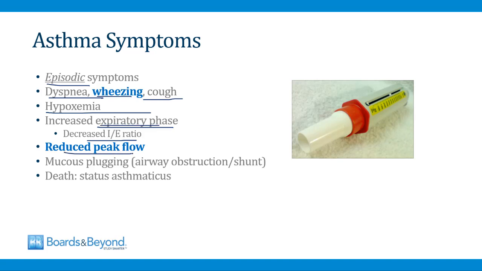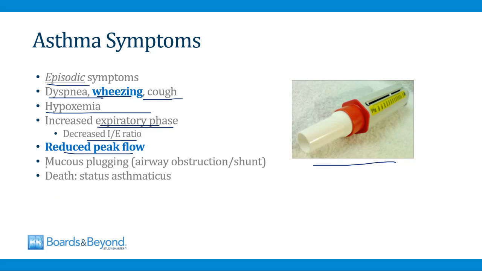Reduced peak flow is a classic finding in patients with asthma. This is a peak flow meter. What you do is you blow into it forcefully and it measures the peak airflow. And in patients with asthma, they are often taught to measure their own peak flow because if it begins to fall, that's evidence that an asthma exacerbation may be coming on.